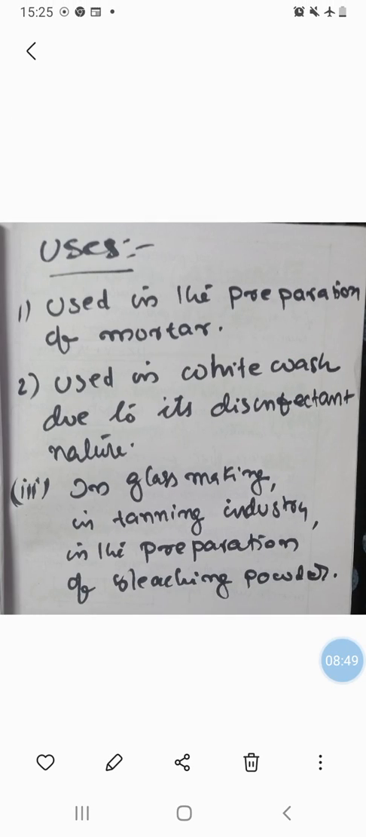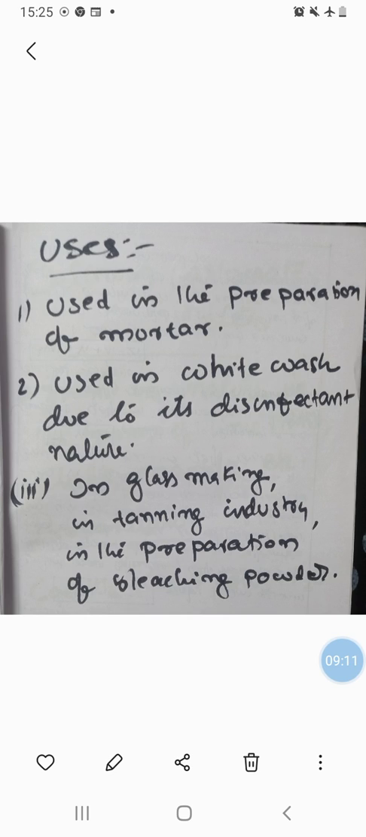Now uses of calcium hydroxide. It is used in the preparation of mortar. So mortar is a mixture of calcium hydroxide and sand. It is used as a building material. Calcium hydroxide is used in whitewash due to its disinfectant nature.